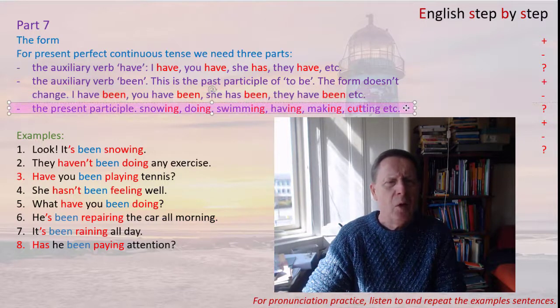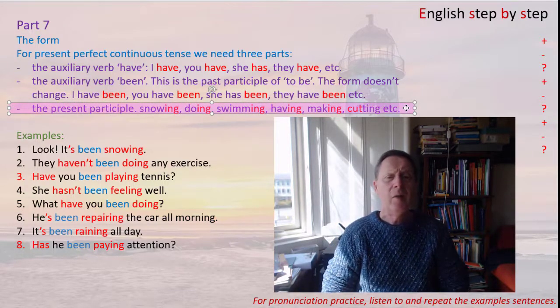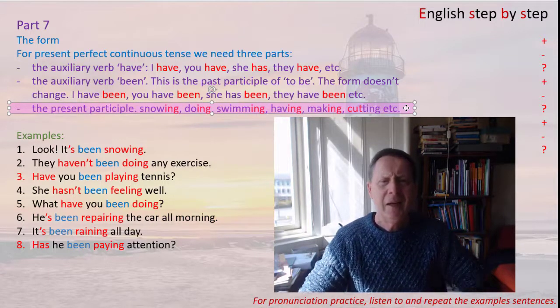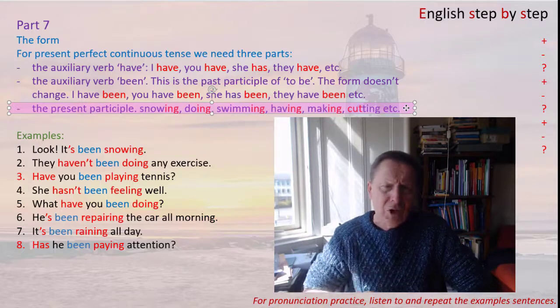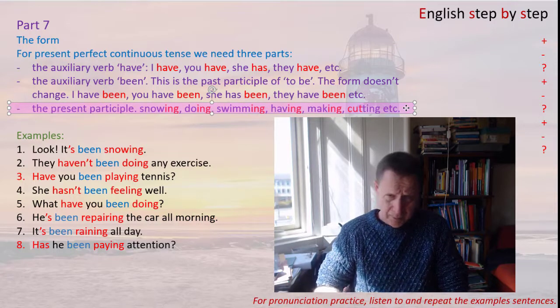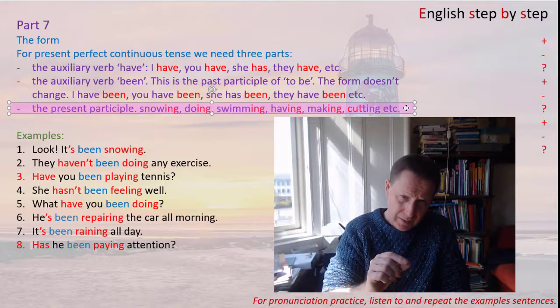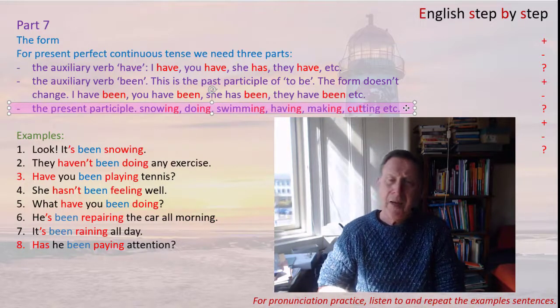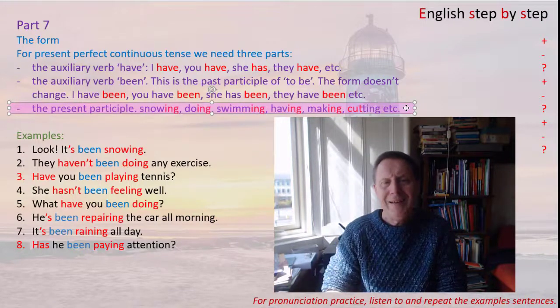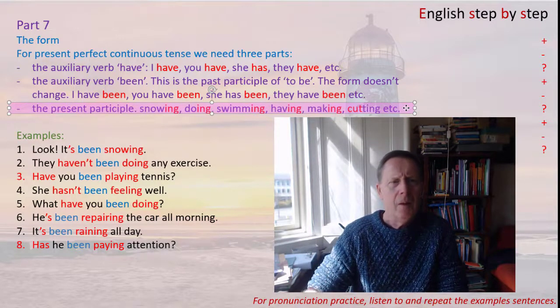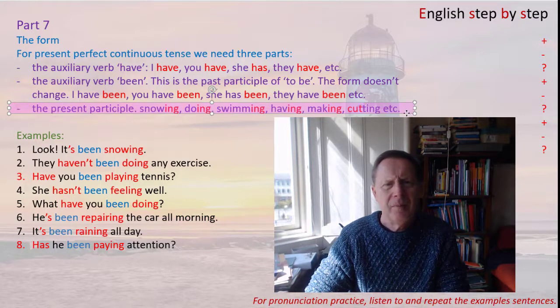Now then we also need the present participle of the verb. Snow, snowing, do, doing, swimming, having, making, cutting. And there are some spelling changes you have to think about. For example, swim has a double M, because after a short vowel, you need to double the consonant. And also having, you drop the E. Have in the infinitive has an E, but you drop the E. Also making. All right, so let's look at some examples.